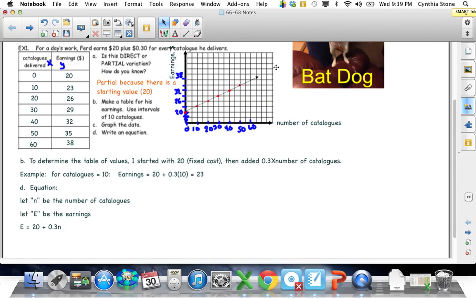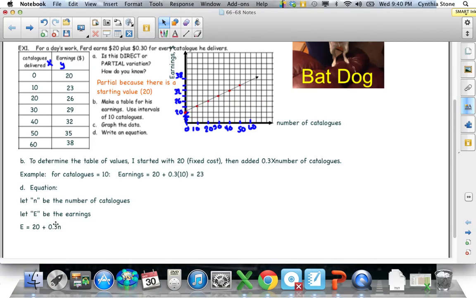Okay. When it says to write the equation, I'm down here now. First, let's state what's what. So I'm going to say N is the number of catalogs, and E is how much he earns. So his earnings is going to be $20 right off, no matter what, plus 30 cents per catalog, and that means this is like the rate of change. And you multiply that by whatever's on the x-axis, which is N. Okay?